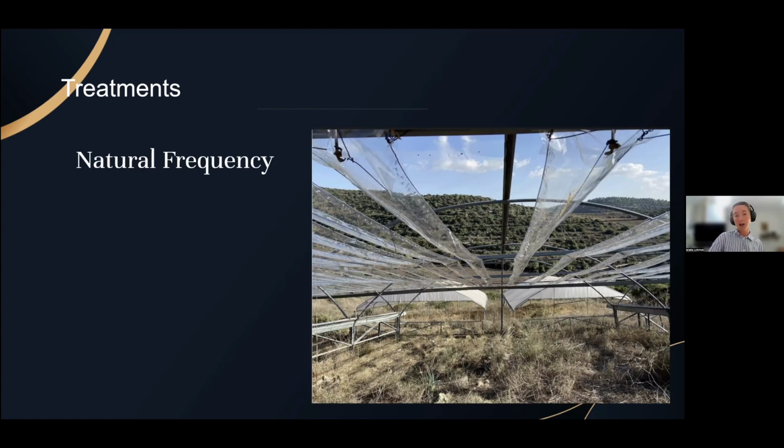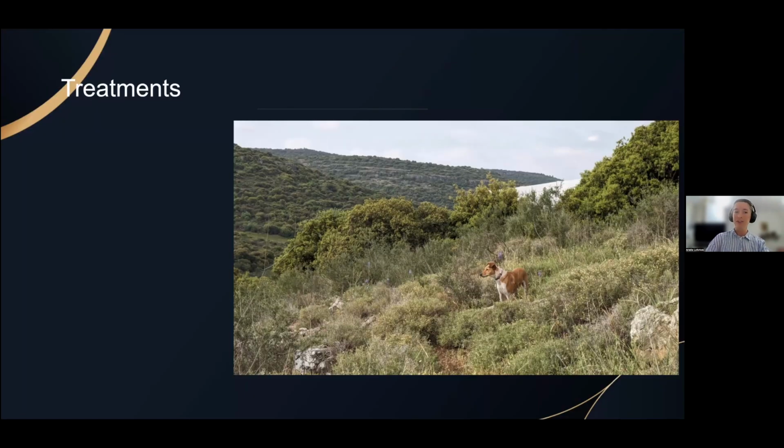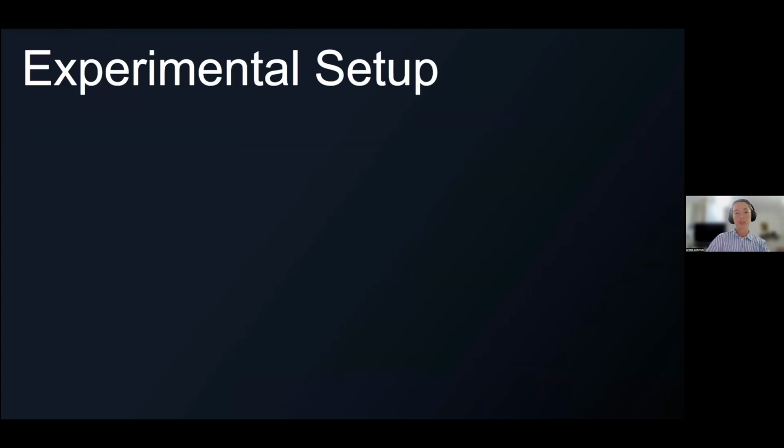We also have a natural frequency treatment. This treatment receives natural rainfall, but as you can see the stripes in the middle, they collect 66% of the rainfall, so only 33% of the rain gets in. And so there is no change in the frequency of rain. And we have the control treatment, which is a natural precipitation regime.